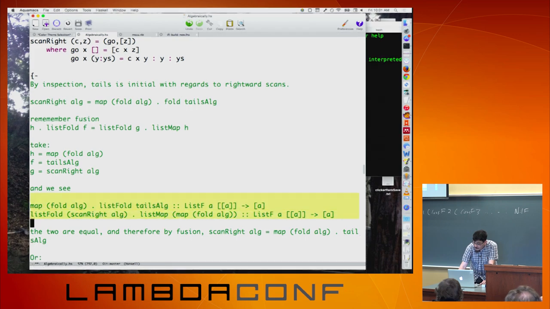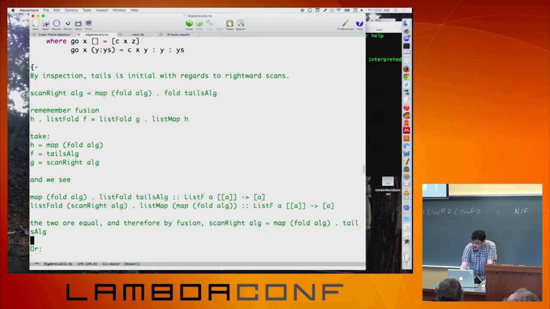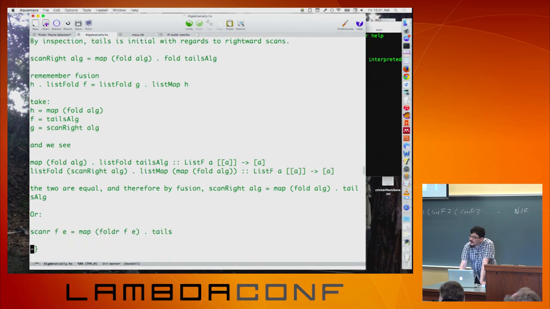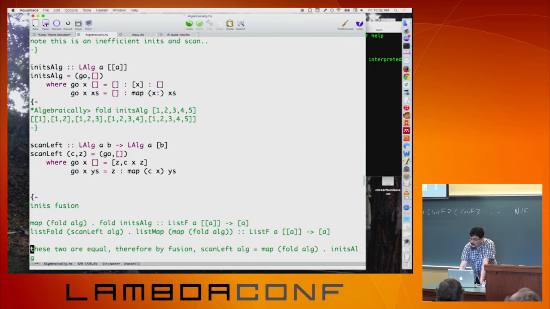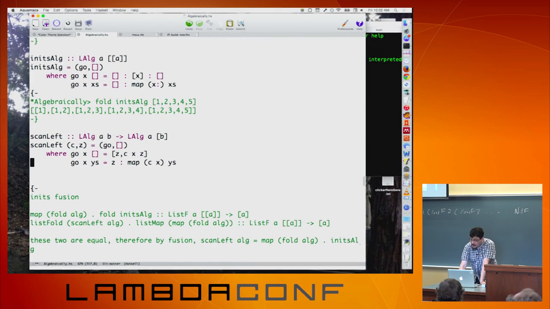We observe that these two functions, which are preconditions, are equal, and that's easy because they're not particularly recursive. And by fusion, then we can observe that scan right of an algebra equals map the fold of the algebra, not the Tails algebra. And so that's a full proof, if you walk it through, of what we call Tails fusion. And we do the exact same thing again, but I'm not going to walk you through, with the inits.